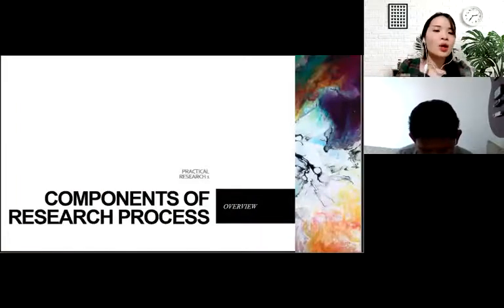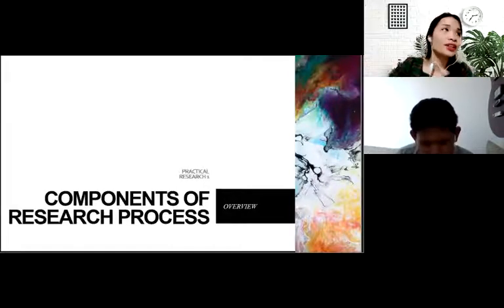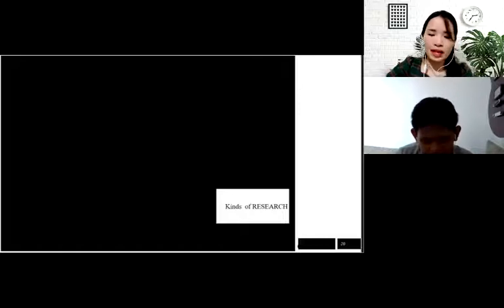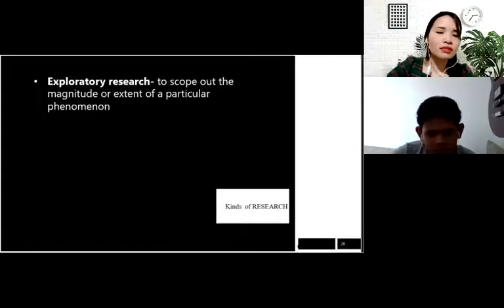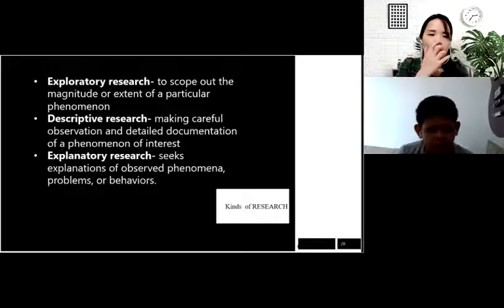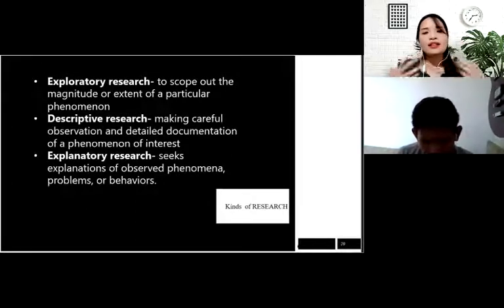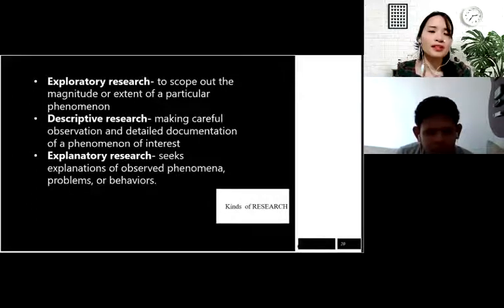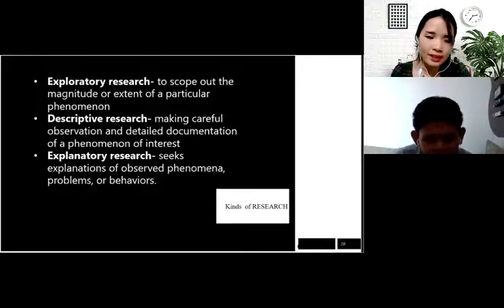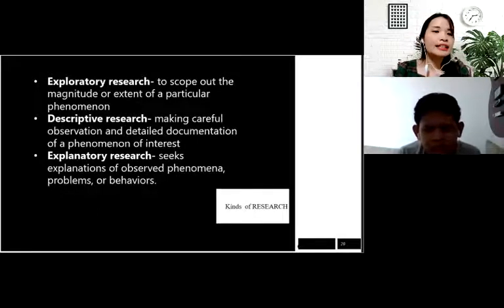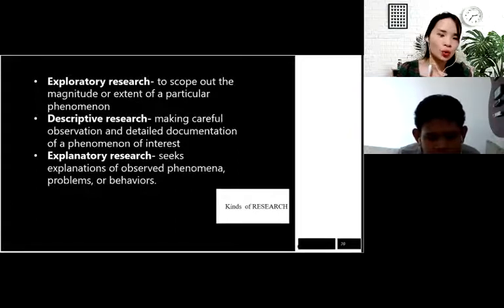Moving further, I am going to show to you the overview, components of research process. This is very important. Okay, now, before we discuss about components of research process, there are three kinds of research that you need to understand. Three kinds of research: exploratory, descriptive, and explanatory.